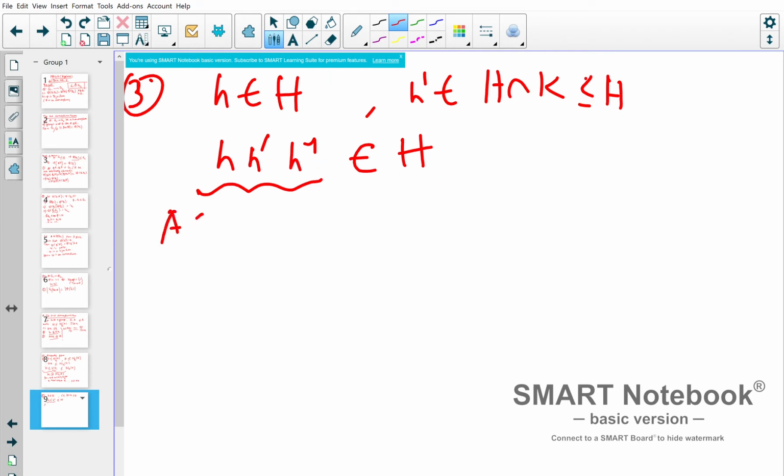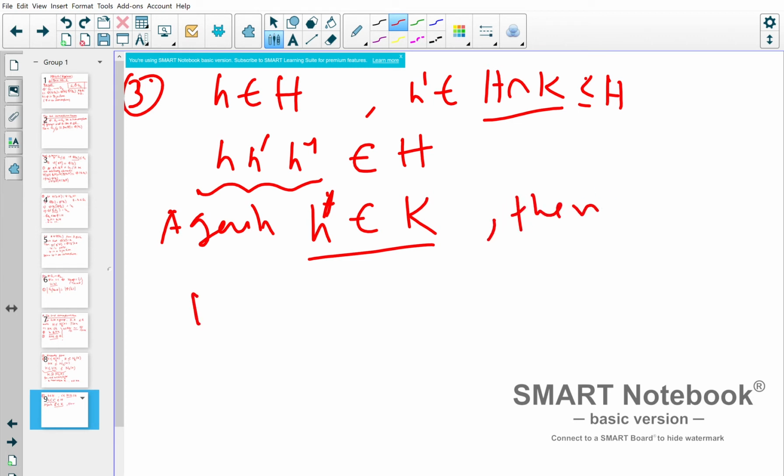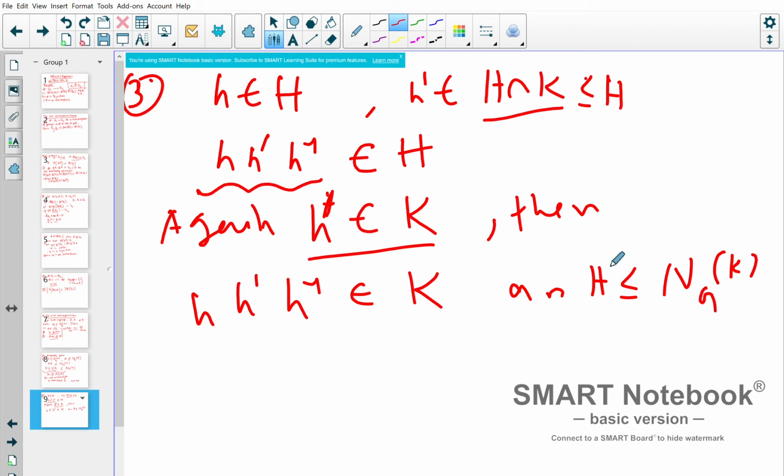Okay. So now again, h dash is an element of K also, right? Because h dash is an element of H intersection K. So h dash is an element of K also, and thus h dash h inverse is an element of K, right? Because as H is sitting inside the normalizer of K in G, every element of H normalizes K. So this element is an element of K. This is by definition an element of H, and hence h dash h inverse is an element of H intersection K, right?